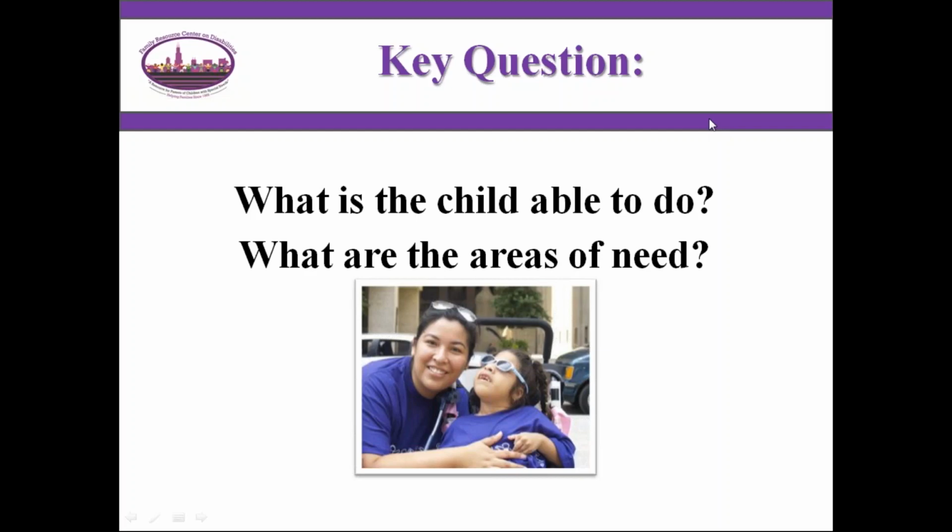And identify also areas of educational need. That's the purpose of the present level information, to identify the areas of educational need. That's why we have this webinar. In the present level, we must use clear, understandable language that all can understand. Let's say you are in Chicago and you move to Naperville, so the folks in Naperville should understand and have clarity on your child's present level.